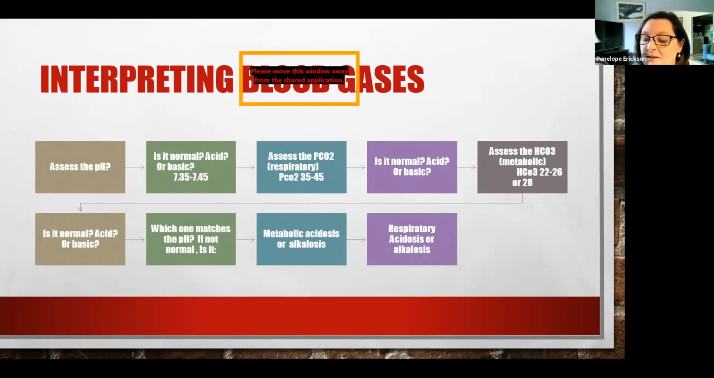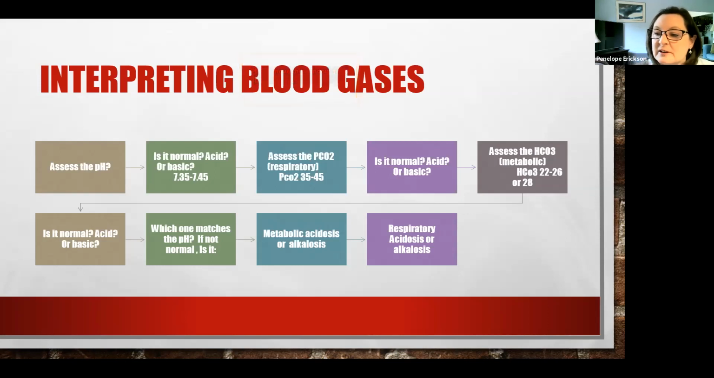My lungs either blow off CO2 or I retain CO2 through my respiratory system. So normal is 35 to 45. If I'm hyperventilating, I'm blowing off carbon dioxide. I'm getting rid of it in my body. My CO2 level is going to go down. If I'm intubated and you're bagging me too much and you're hyperventilating me and my CO2 goes down, that's going to cause respiratory alkalosis because I'm losing the acid through my lungs.